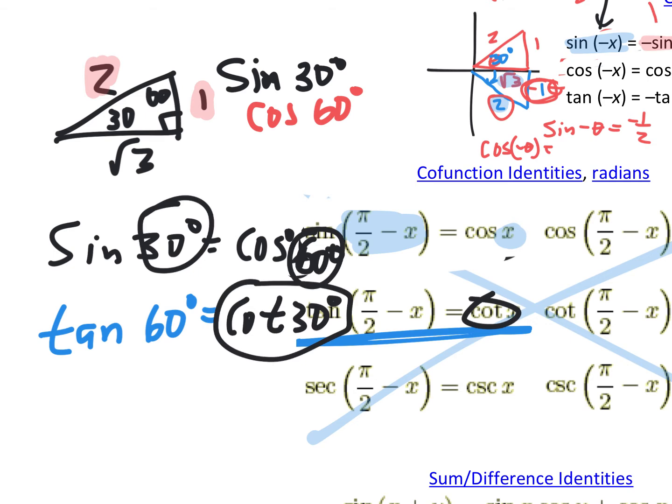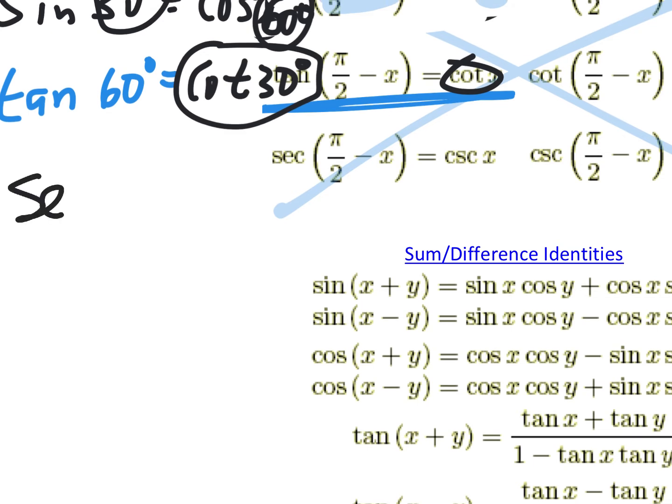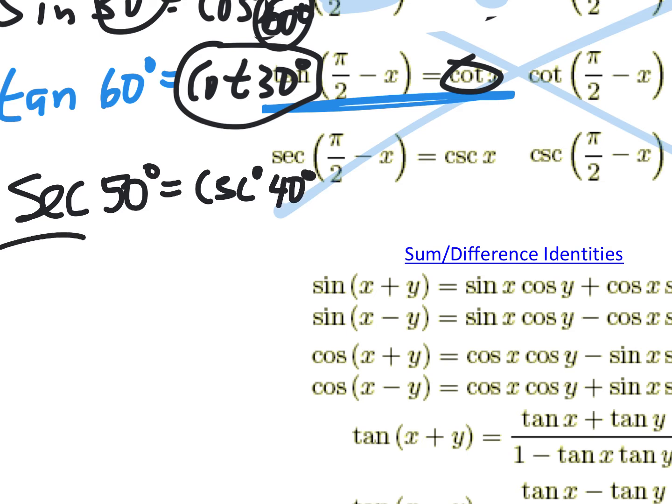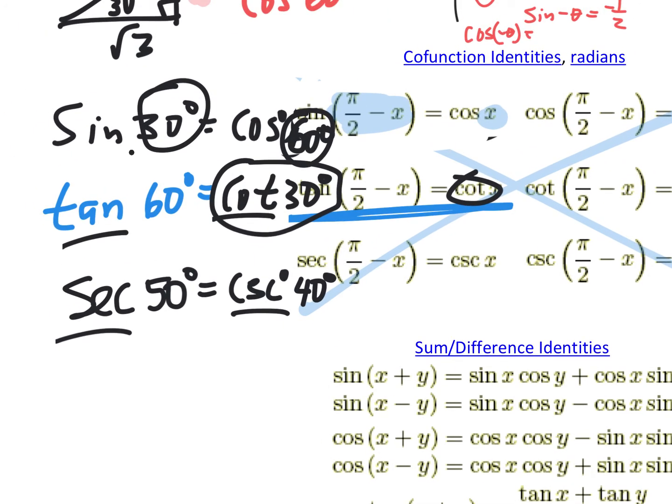All right. We'll try one more. What if I said, if I had the secant of 50 degrees, that'd be the same as, there we go, some kids are catching on, cosecant of 40. Notice all of these are co-functions. Secant, cosecant. Tangent, cotangent. Sine, cosine.